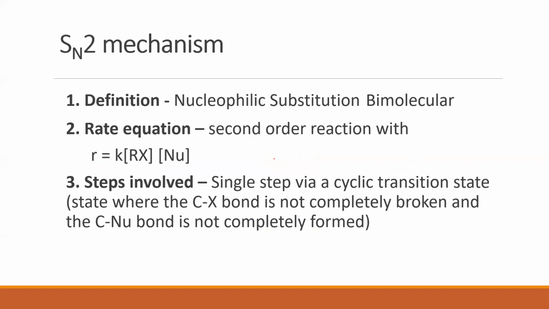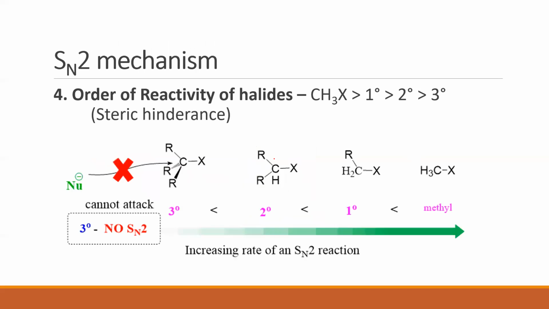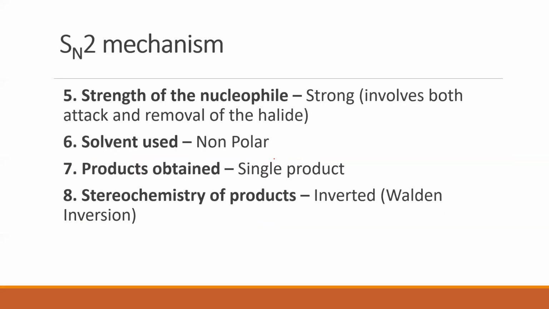We also looked at the various points under discussion: the definition, the rate equation, the steps involved, the order of reactivity of halides, strength of the nucleophile, solvent used, products obtained, and stereochemistry of the product. We said the product is inverted, and this inversion is called Walden inversion. So this was the point of our discussion in the previous class. Today, we will focus solely on the other mechanism.